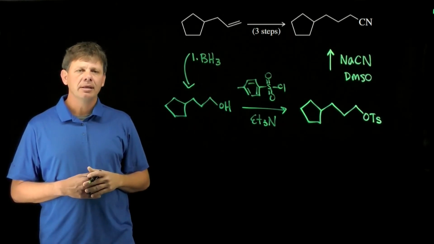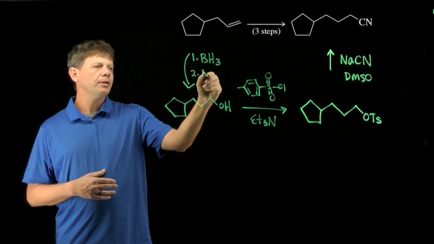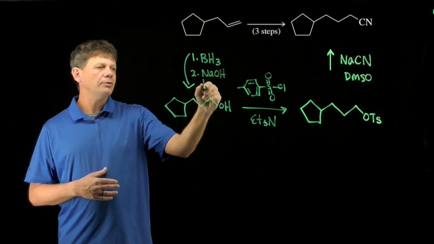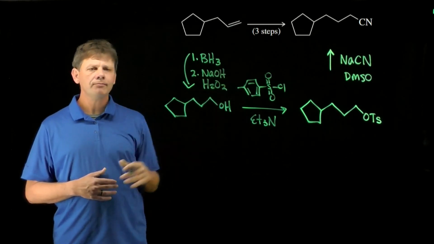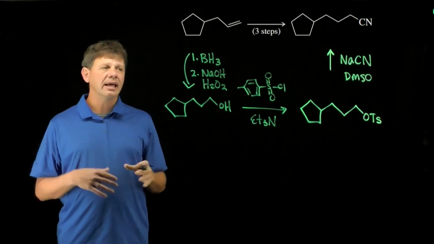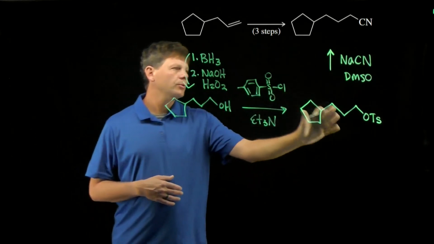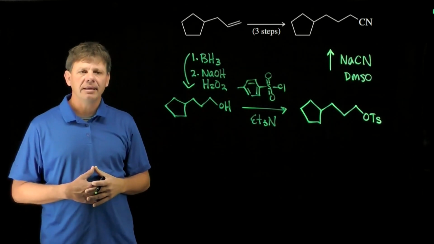So the first step is borane. Step 2, sodium hydroxide and hydrogen peroxide. That completes the synthesis, again, in 3 steps. 1, 2, 3 steps to make the nitrile.